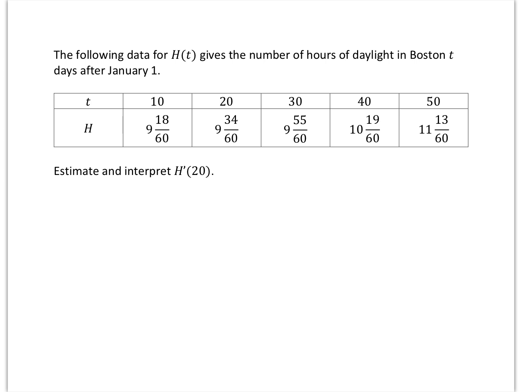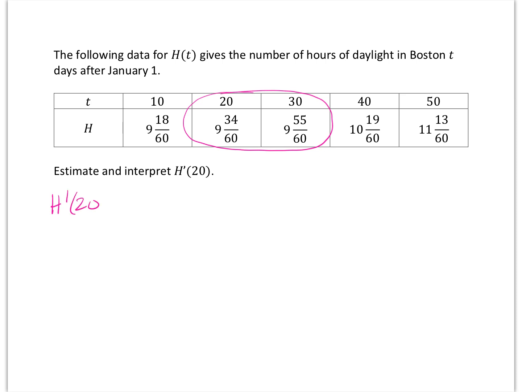Okay, so next I want to estimate and interpret h prime of 20. Remember, h prime of 20 would be the slope of the tangent line at 20, or the instantaneous rate of change at 20. We don't have a formula to be able to do the limit calculation as h goes to 0. So instead, I'm going to do the smallest possible h I can, which would be the average rate of change from 20 to 30. That's the smallest interval I can do to estimate h prime.